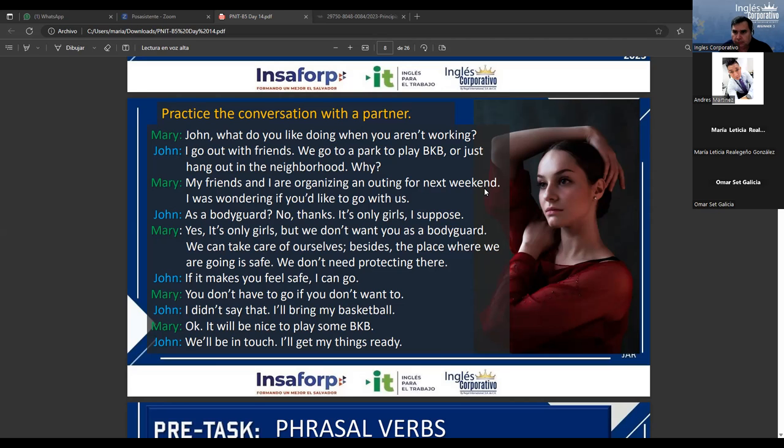If it makes you feel safe, I can go. You don't have to go if you don't want to. I didn't say that. I'll bring my basketball. Okay. It will be nice to play some basketball. We'll be in touch. I'll get my things ready. Ready. Excellent. Andrea.